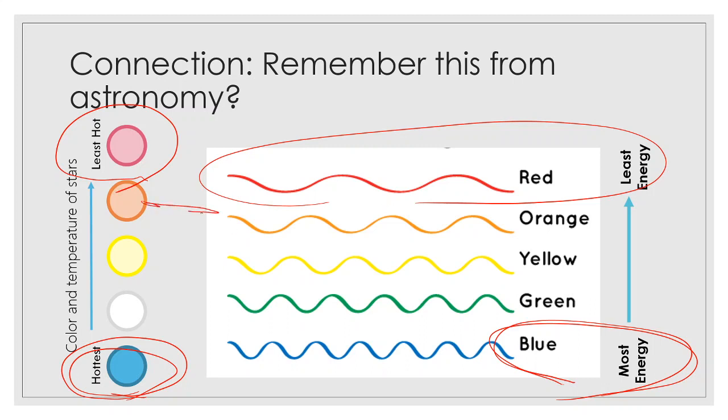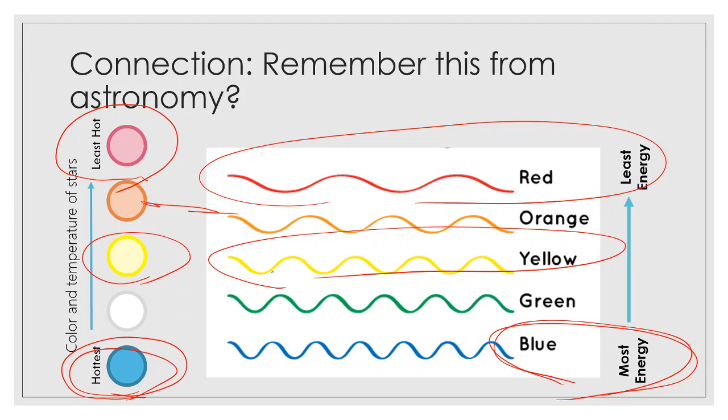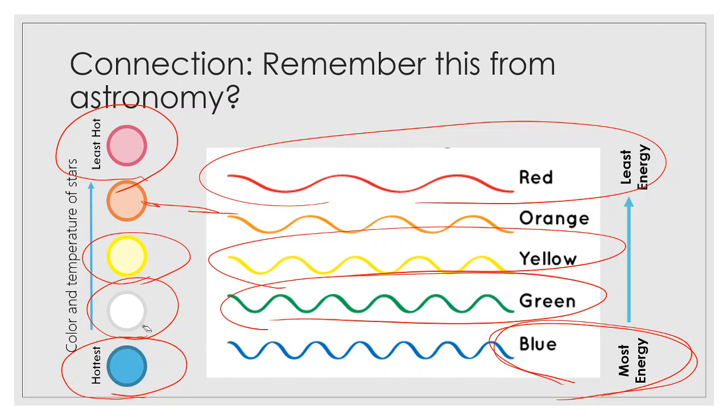Orange stars are medium cool, and orange light has a fairly small amount of energy. Yellow stars are right in the middle, and we see yellow light right there. The only one that doesn't really line up is that we have white stars here, but we have green light here. I'm not sure why we don't have green stars. That'd be pretty cool. Maybe someone should write to the scientists and tell them to go try to find a green star. But the basic idea is the same.